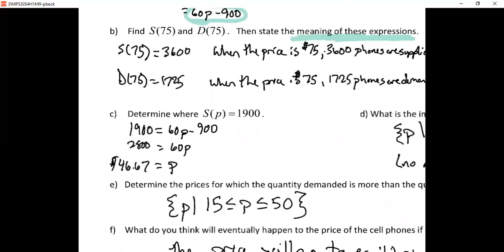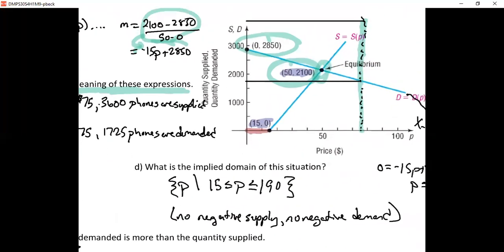Where is S equal 1900? So I ended up with P equals 46.67. 1900 is going to be my Y value, solve for P. And I can kind of check that.